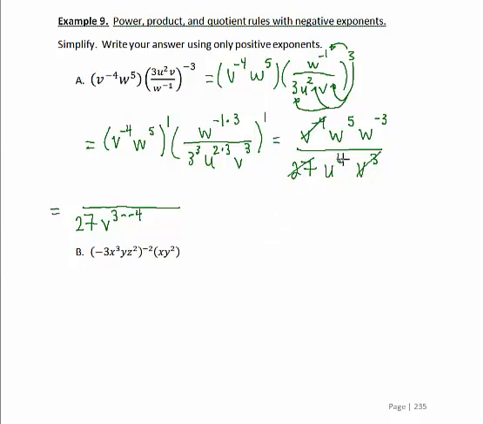And now the u has a power of 6. The 6 is positive, so the u is happy. We don't have to move it, and there are no u's to combine it with in the numerator. And now for the w's, we have a w times a w. We apply the product rule, which says that we add the exponents. So this is a 5 plus a negative 3.